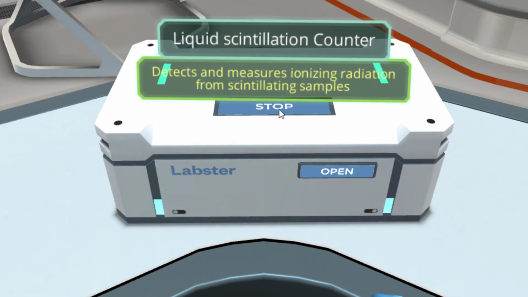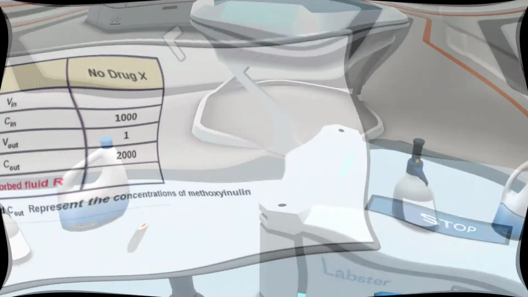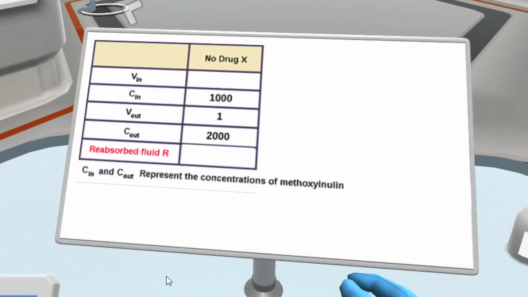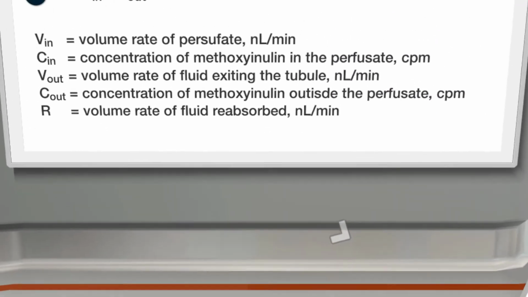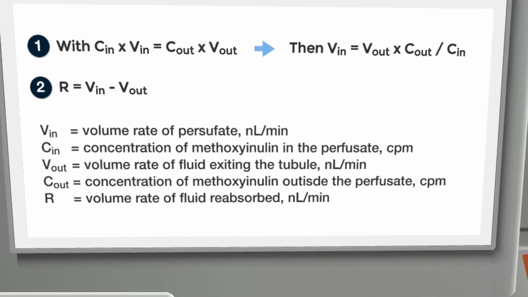Great! We have now measured the radioactivity of our perfusate sample. This will be our control in the absence of drug X. Let's use our radioactivity data to calculate the amount of fluid reabsorbed by the renal tubule. Look at the screens to the left of the workbench. We are going to fill in this table for the control experiment. Use the formulae to calculate the flow rate of perfusate in the tubule and the amount of fluid reabsorbed.